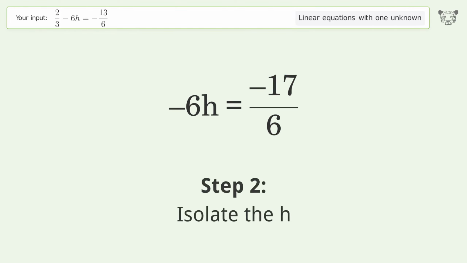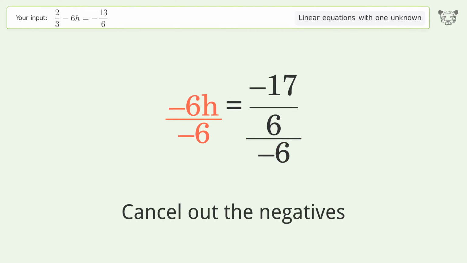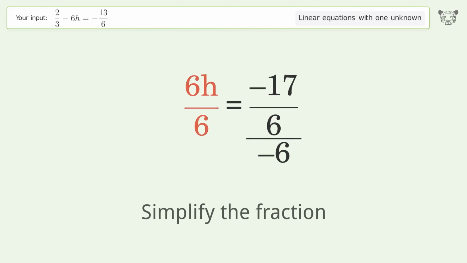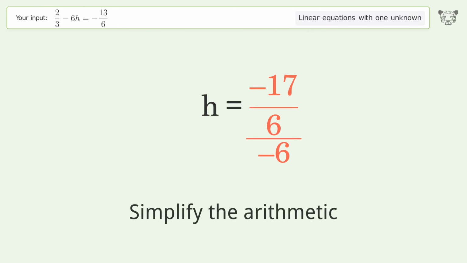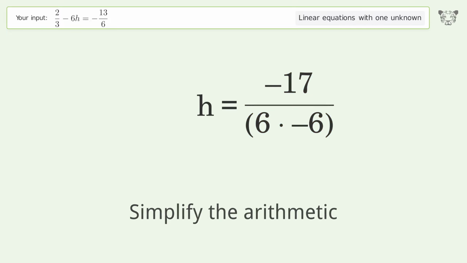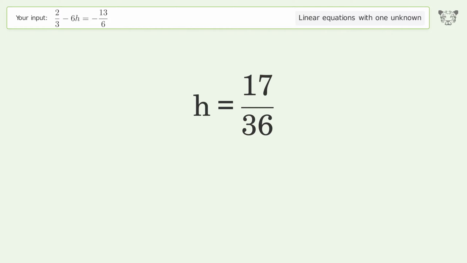Isolate the h. Divide both sides by -6. Cancel out the negatives. Simplify the fraction. Simplify the arithmetic. And so the final result is h equals 17 over 36.